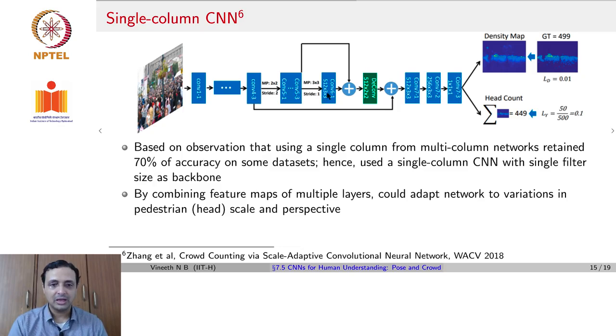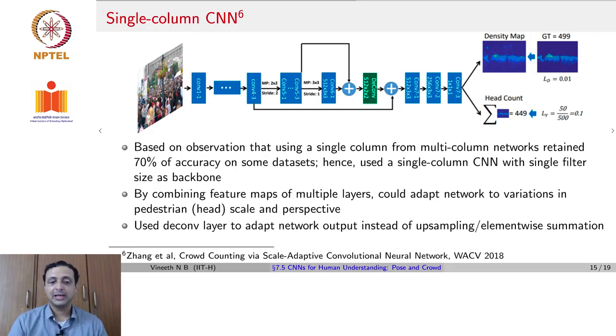So you can see here that after conv 6, the feature map from the previous layer is concatenated, and then you do deconvolution, which is the equivalent of upsampling here, to get a higher resolution image. Then a feature map from an earlier layer is added to this upsampled image to get a new feature map, and these are passed through a certain set of convolutions and finally a 1x1 convolution to get the final density map. In this particular case, deconvolution was used instead of upsampling or element-wise summation.